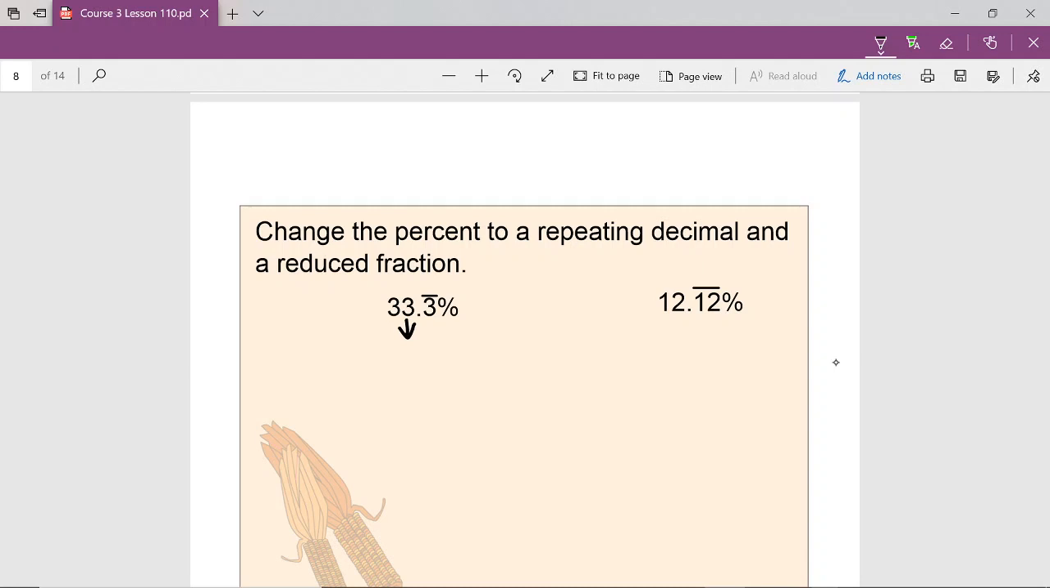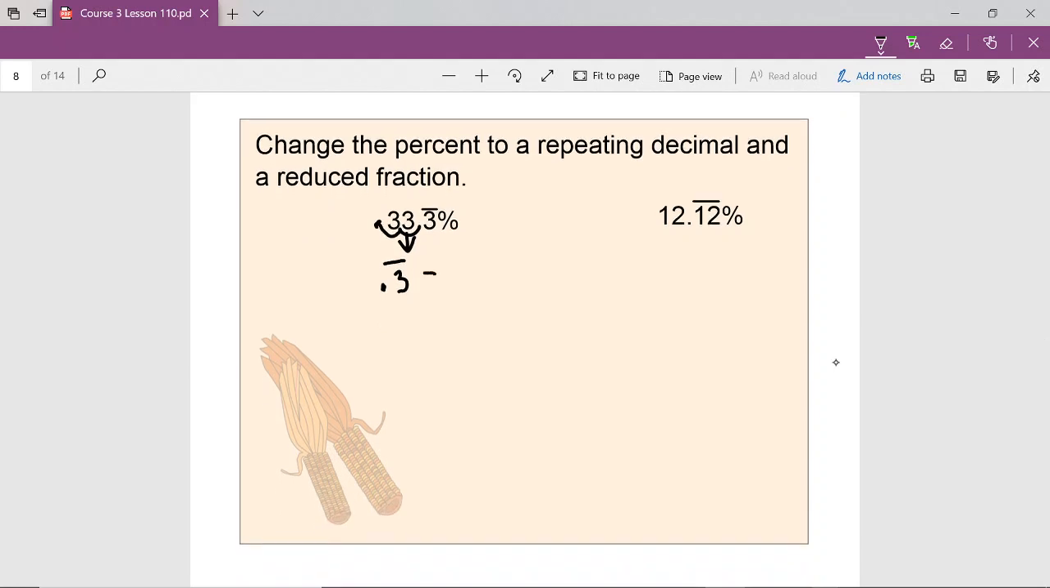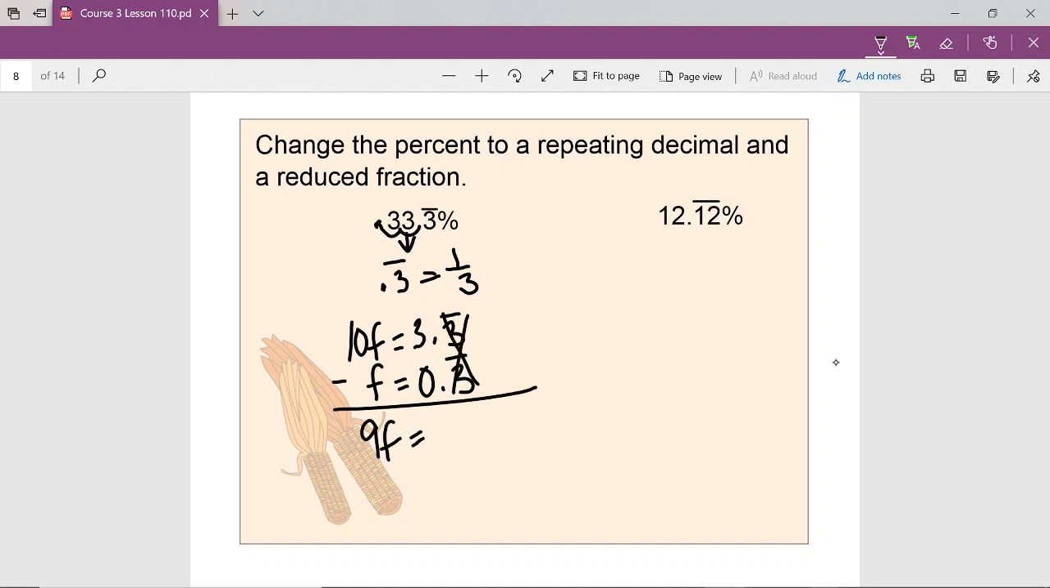So this percent right here, we would move our decimal back, divide by 100, and get 0.3 repeating. Well, just to prove that the method works, you all know that this is 1/3, but to prove it works, we're going to have our first equation, f equals 0.3 repeating. We're going to multiply that by 10 to get 10f equals 3.3 repeating, and we subtract. 9f equals, that cancels out, and we get 3. Divide by 9 on each side, and I get f equals, reduced, 1/3.